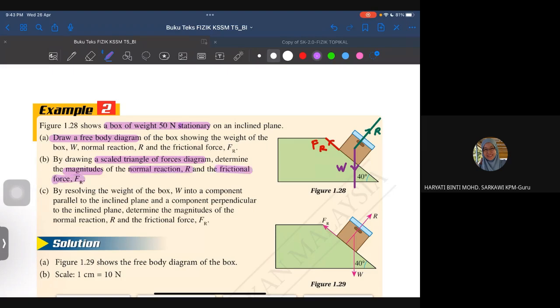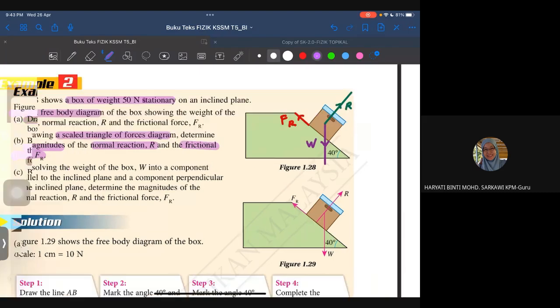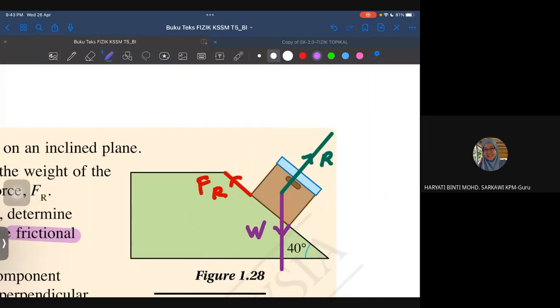So first you need to draw the scale triangle of forces. You have 3 forces already, so it is up to you which one to start with. But if you ask me, I prefer to draw W first. 90 degrees downward, so I can draw like this. This will be W. Next is either FR or R. Let's say we start with FR. In this case, make sure the angle is correct. FR, and then R we draw behind.